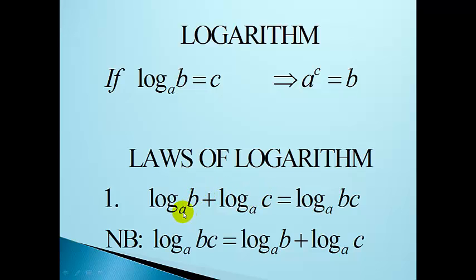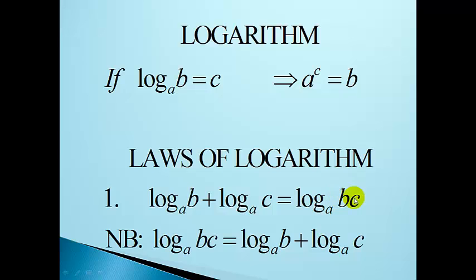Now, our concentration is on the base, provided the bases are the same. Provided the bases are the same, according to the first law of logarithm, keep one of the bases constant and multiply the numbers, and the numbers are b and c. So when you multiply b by c, the result is bc. This means that log b to the base a plus log c to the base a is equal to log bc to the base a.